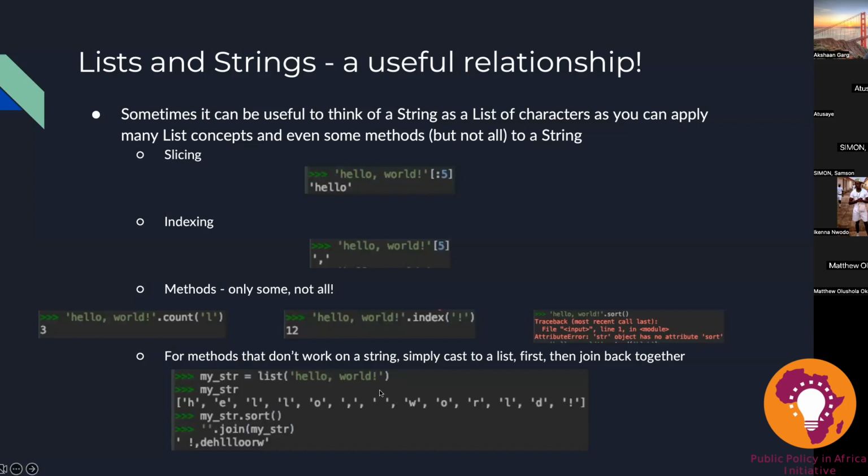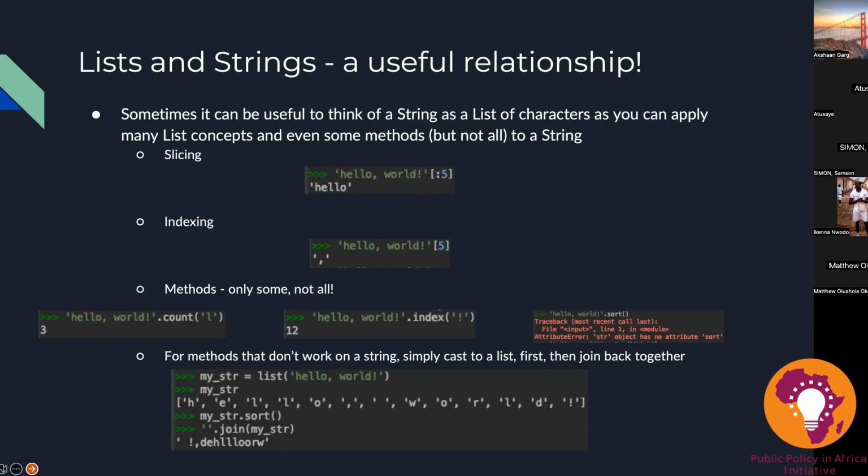For methods that don't work on a string, simply cast to a list first, then join back together. This method describes how you can convert a string to a list, use the method that is not available on the string on the list, and then convert it back to a string. That can be very useful when you're trying to get out of a situation. I'll leave it to you to find out more about this relationship.